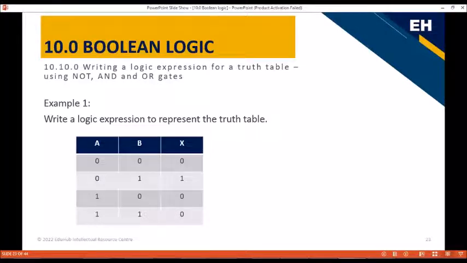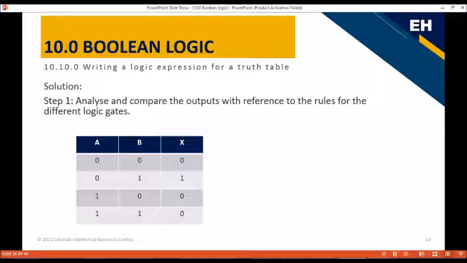The next module we shall be working on is to write a logic expression for a truth table using NOT, AND, and OR gates. Example 1. Write a logic expression to represent the truth table, and this is the truth table here.